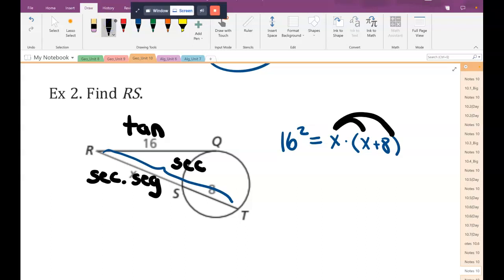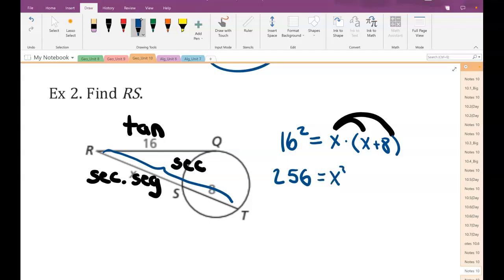So boom and boom. If we can square 16 while we're at it, taking 16 times 16, which is 256. So 256 on our left-hand side. x times x is x squared. And then x times 8 is 8x. So plus 8x.